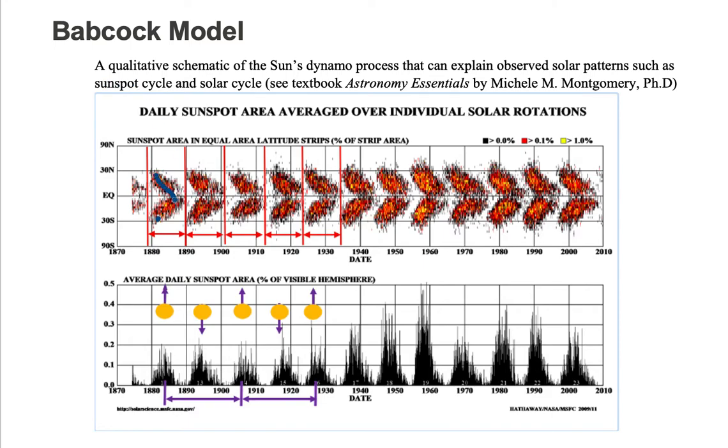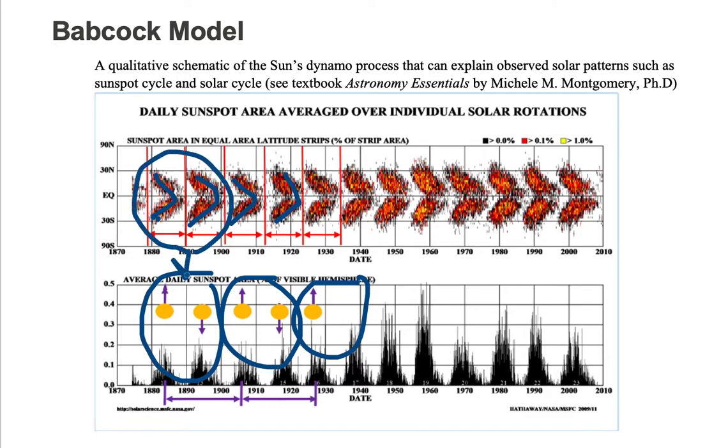He noticed that every 11 years, the sunspot cycle repeated, and the solar cycle repeated every 22 years. The solar cycle, circled in blue, is every 2 sunspot cycles. To explain these observations, Babcock came up with a qualitative explanation of the sun's dynamo process. Let's take a look at the sun's dynamo process.